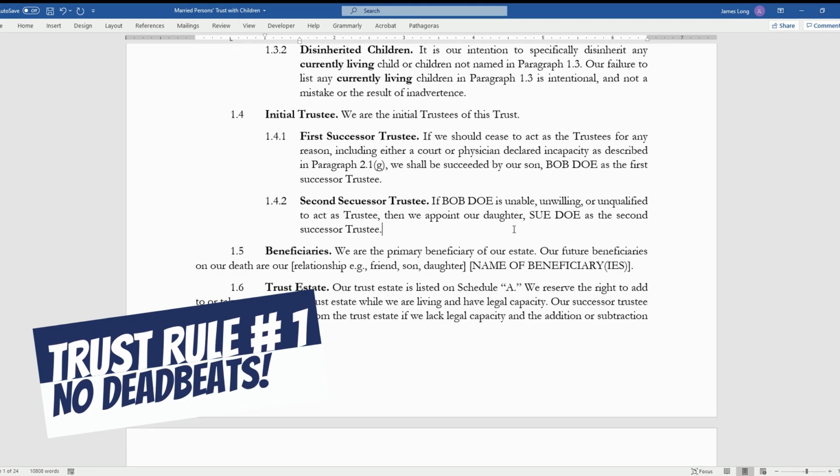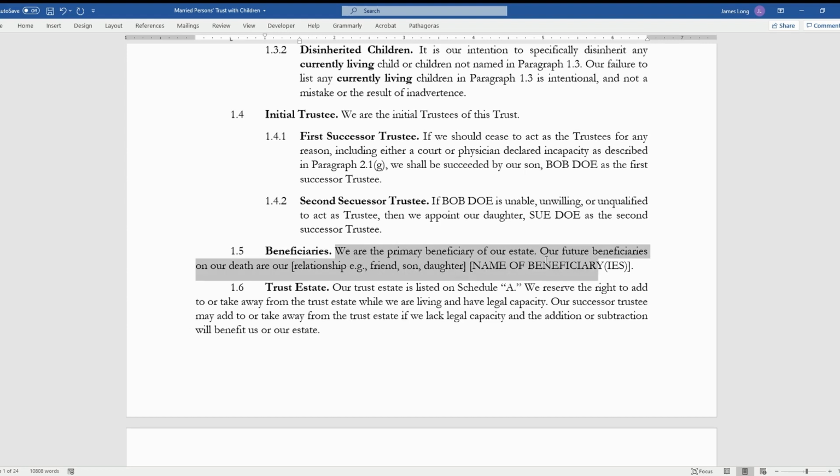Beneficiaries. Who are the beneficiaries? Well, you are always going to be the primary beneficiaries of the estate. After you're gone, whoever you name here is going to be the future beneficiary, meaning they don't have a right to use any of the trust assets until some future point in time. And in this case, the future point in time is your death.